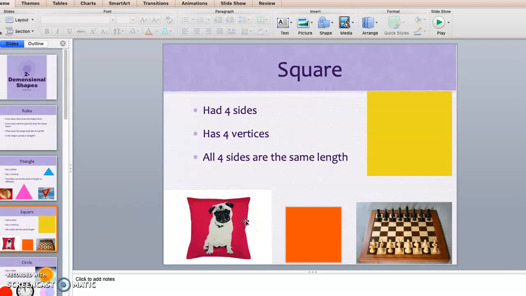So our next one is a square. A square has four sides, four vertices, and all four sides are the same length. So that's a very important thing to remember about a square, that all the sides have the same length. So if you were to measure them on this orange square, all of the sides would be the very same length. So some of our real life objects are like this pug pillow or a chessboard or a picture frame. There's lots.